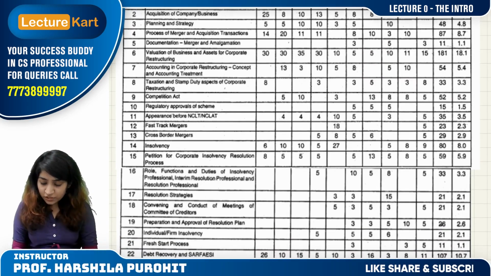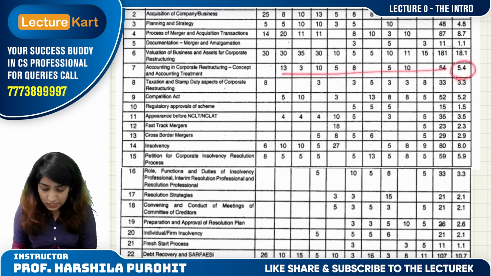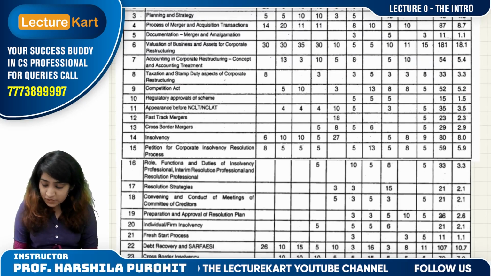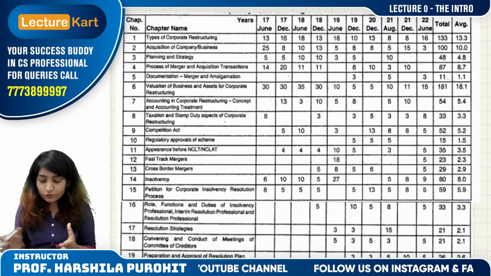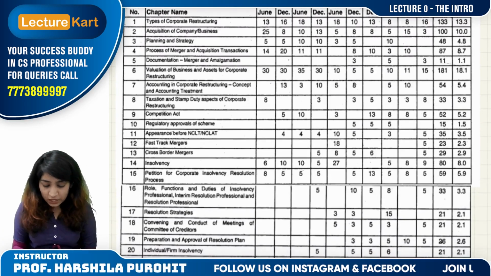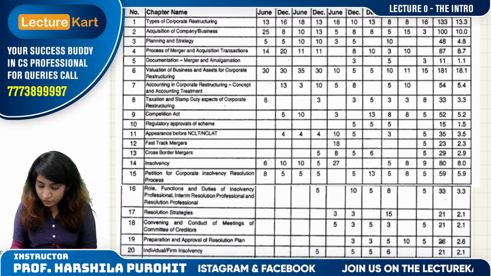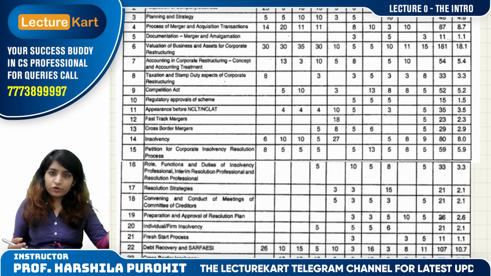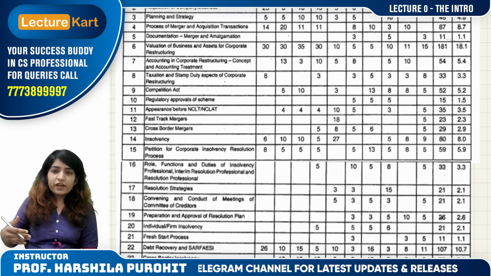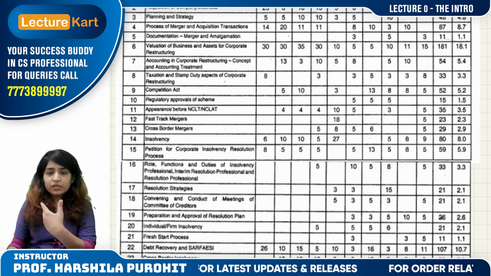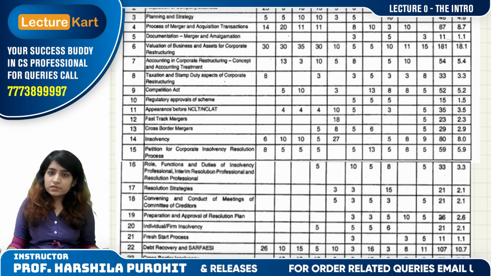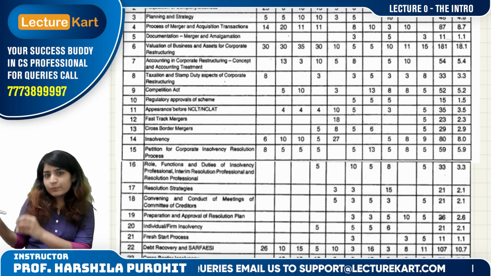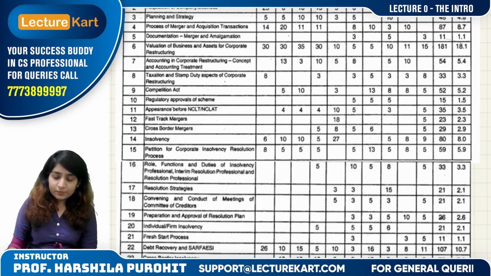Accounting and corporate restructuring, again, I think on average 5.4 marks. Taxation and stamp duty aspects of corporate restructuring, average 3.3. But again, there are some attempts in which a lot of marks have been allotted to this particular chapter. Competition Act, around 5.2, because first of all, you have already studied Competition Act in your Executive. So if there are topics that have been repeated in CS Professional, meaning topics that you have already studied in CS Executive, there might be a chance that not as many marks have been allotted to that chapter as have been allotted to other chapters, right?